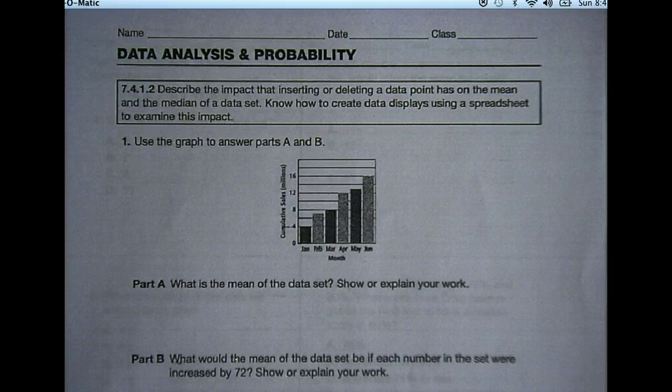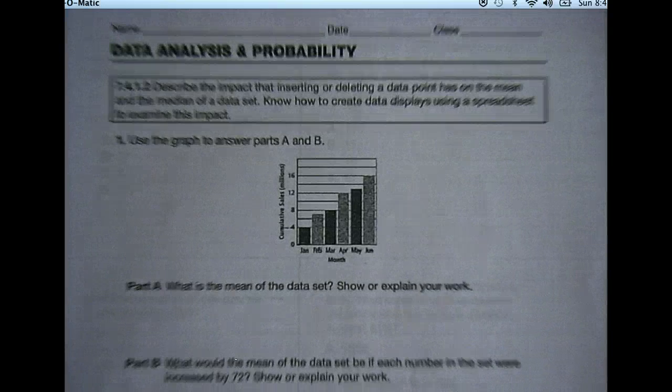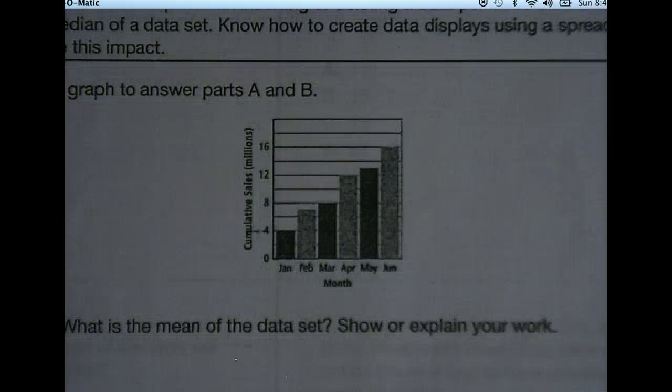Number one says: use the graph to answer parts A and B. What is the mean of the data set? Show or explain your work. Looking at the display, it's a bar graph. The months January through June are on the x-axis, and sales in millions are on the y-axis.